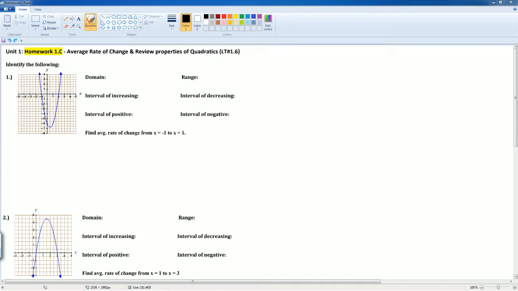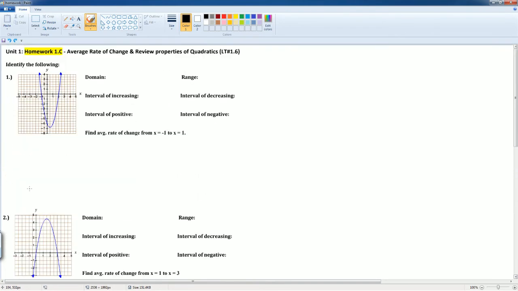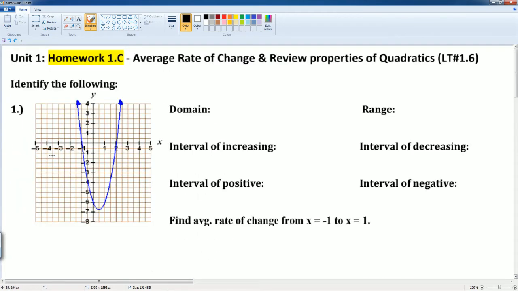Welcome to the homework solution tutorial on 1.c, average rate of change and reviewing the properties of the quadratic. Please notice that 1, 2, and 3 should have arrows on the ends of all the quadratic functions. Let's look at number 1.